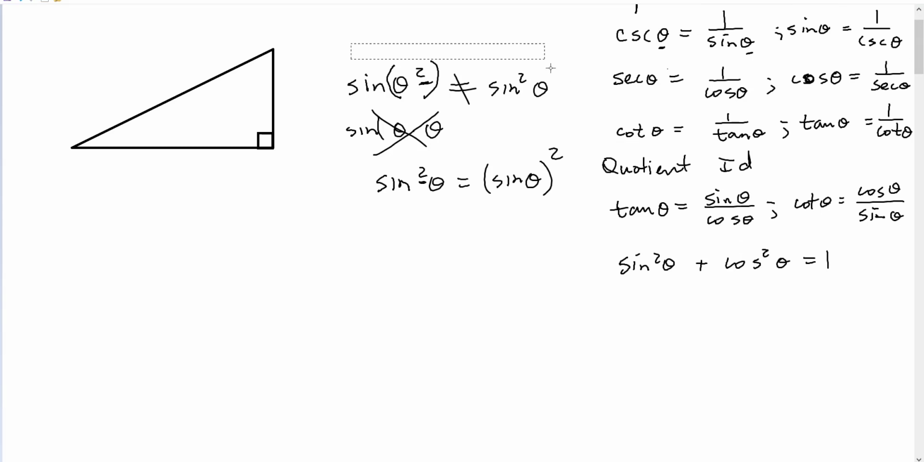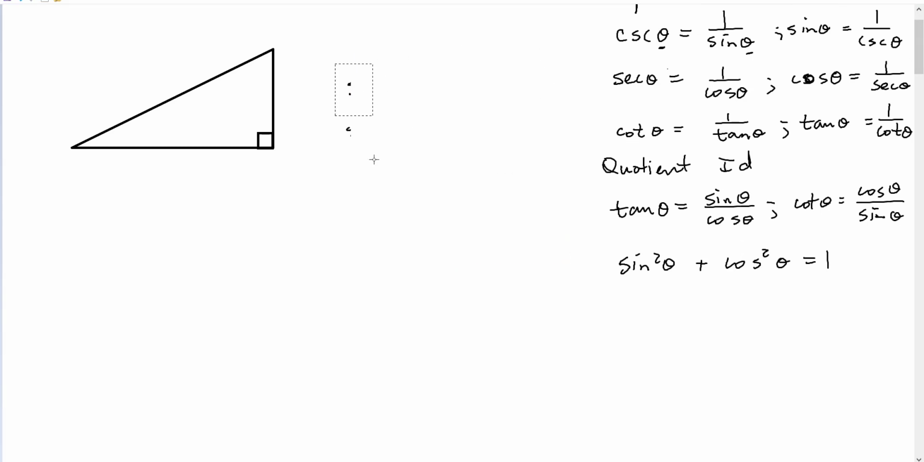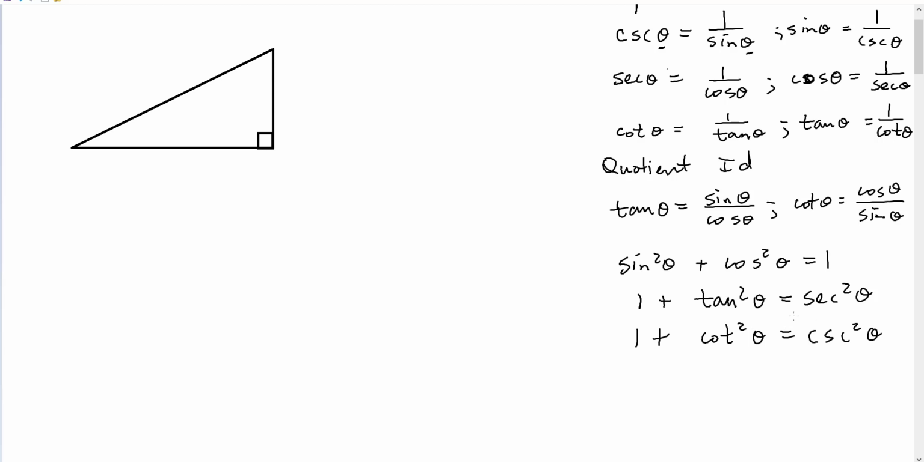I'm going to erase this. I've seen only one student doing that. So hopefully you're not the one. And now 1 plus tangent square theta equals secant square theta. And then 1 plus cotangent square theta equals cosecant square theta. So these are the three Pythagorean identities. And I'm expecting you to know at least these in your head.